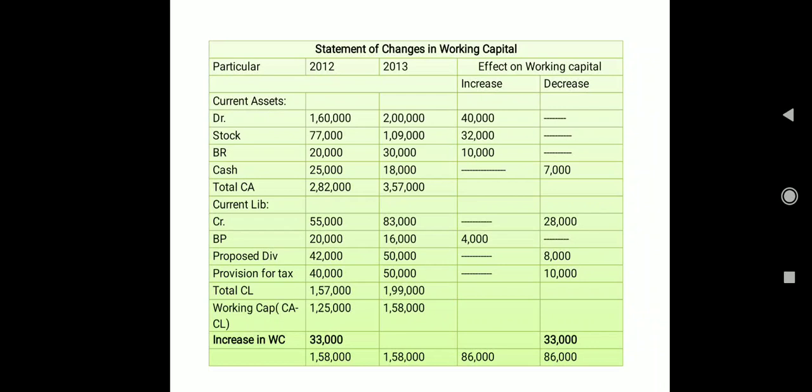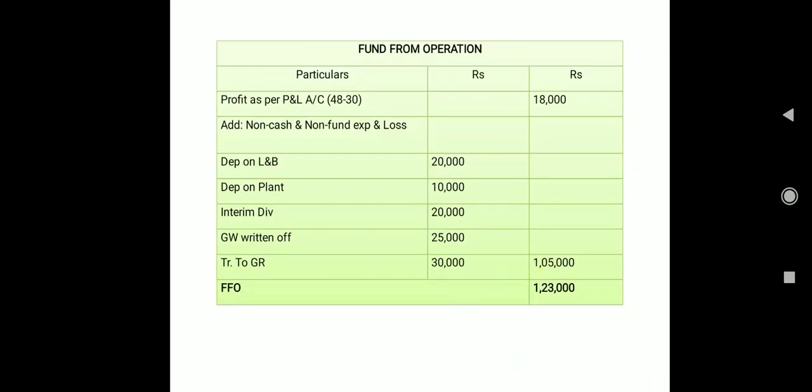And the same thing we have to repeat with the increase and decrease column. Earlier also I have told you, again I am repeating the same: make sure how much increase or decrease you are getting in working capital in your year column, the same amount you have to get in your increase and decrease column also. So increase column total is how much? 86,000, and the decrease column total is short by the 33,000. So that means again increase in working capital. Clear?